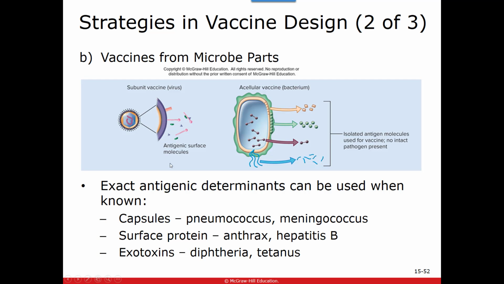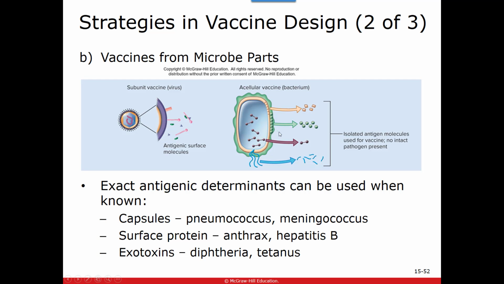This is kind of showing a cellular vaccine, with the virus versus the bacteria. You can be given just one small part of the organism without being given the whole organism. You just need the part that's going to trigger an immune system reaction against that specific organism.